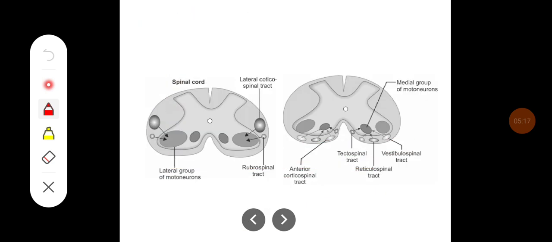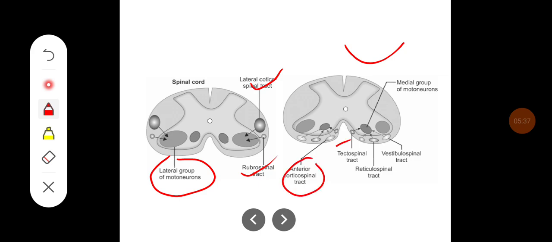So this diagram shows the lateral group of motor neurons where the lateral corticospinal tract terminates, whereas this group is the medial descending system, which includes the anterior corticospinal tract, tectospinal tract, reticulospinal tract, and vestibulospinal tract.